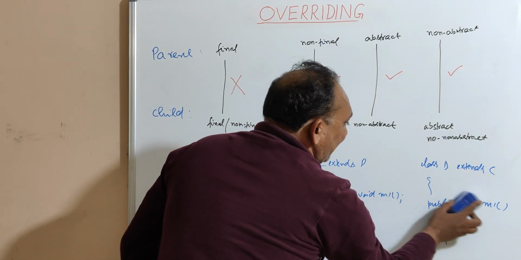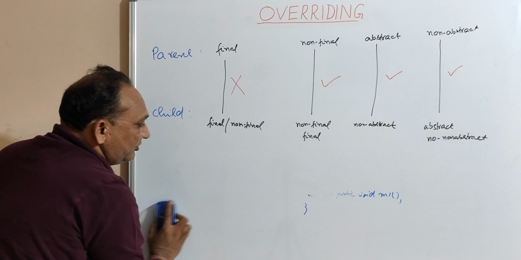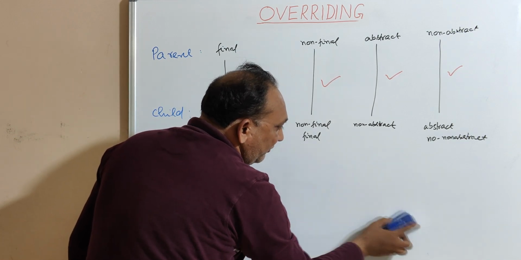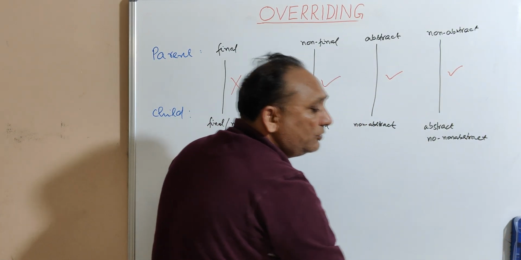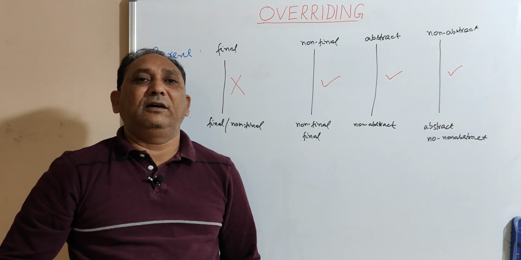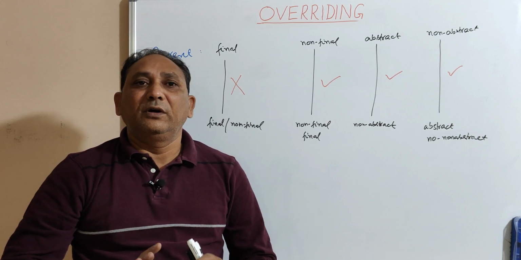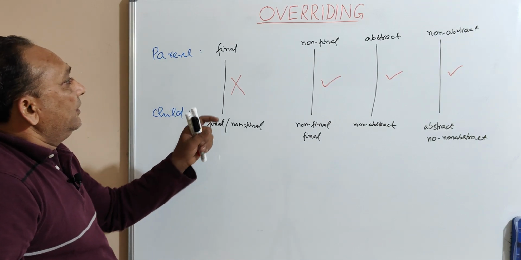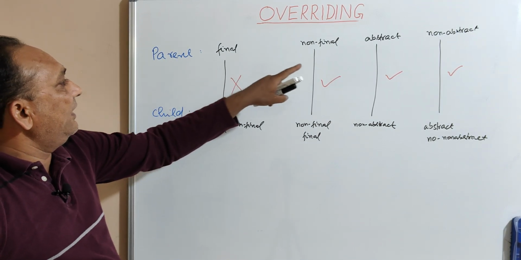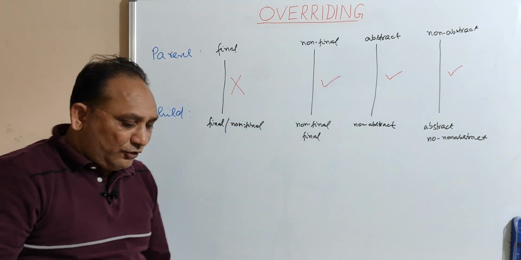Now come to some other cases. Guys, these concepts are very important. Once you understand them, you will be able to answer any kind of question related to overriding in terms of modifiers. So we discussed final, non-final, abstract, non-abstract.